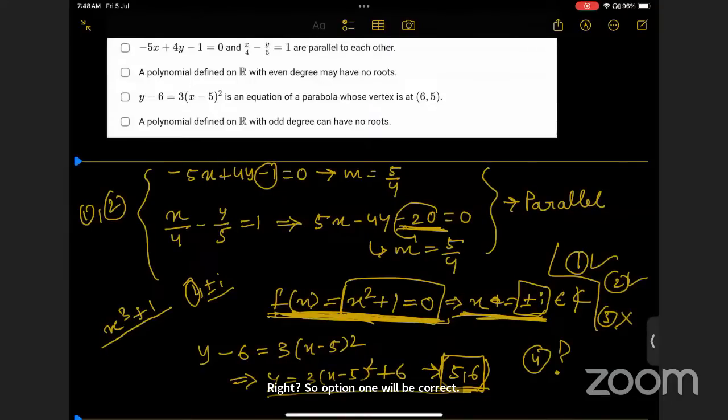Ma'am, in the second option, you talk only about roots, not asking real or unreal. Yes, since it is defined on R, root means only real roots here. Got it, ma'am. Thank you so much.